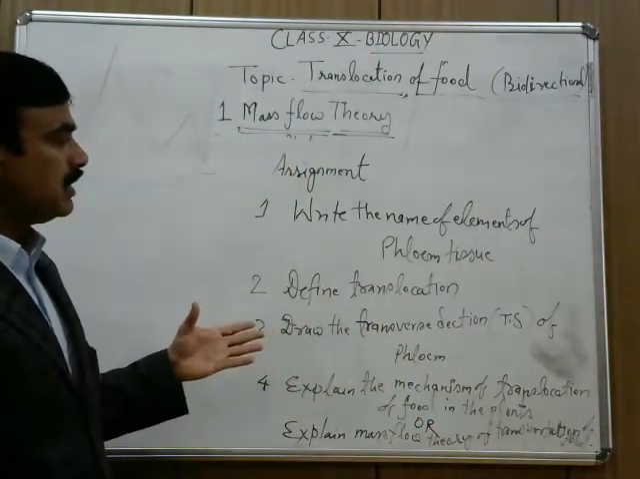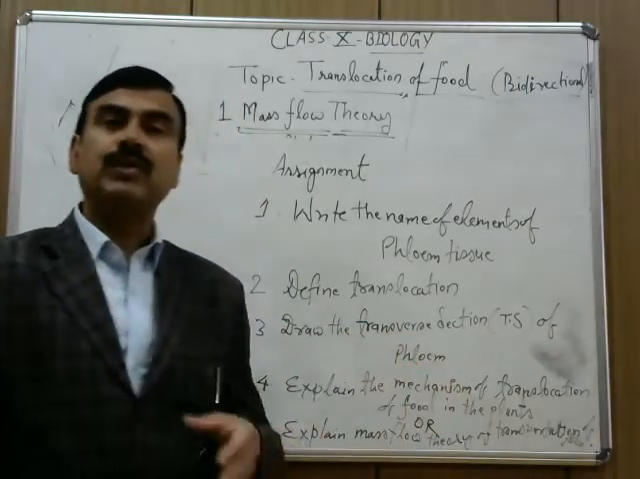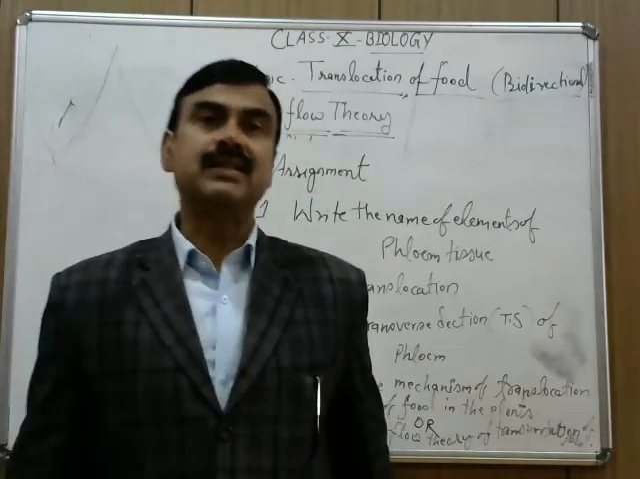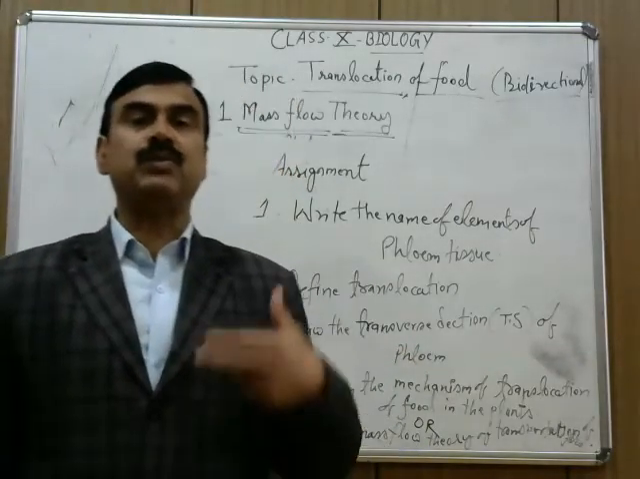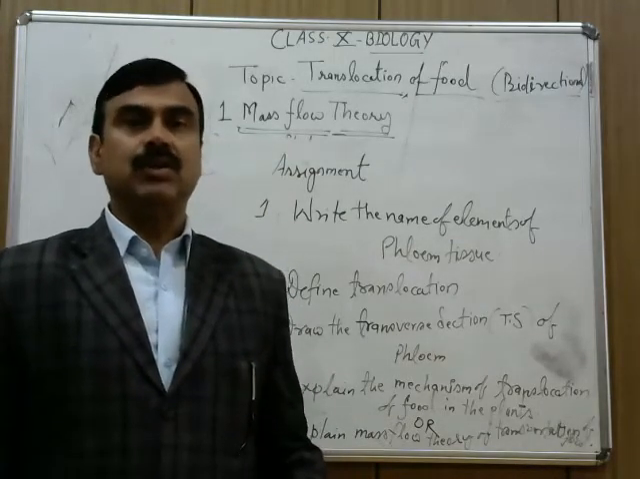Draw this transverse section, the TS of phloem. You have to label at least 4 labels: the sieve tube, the perforated plate, the companion cells, and the nucleus.